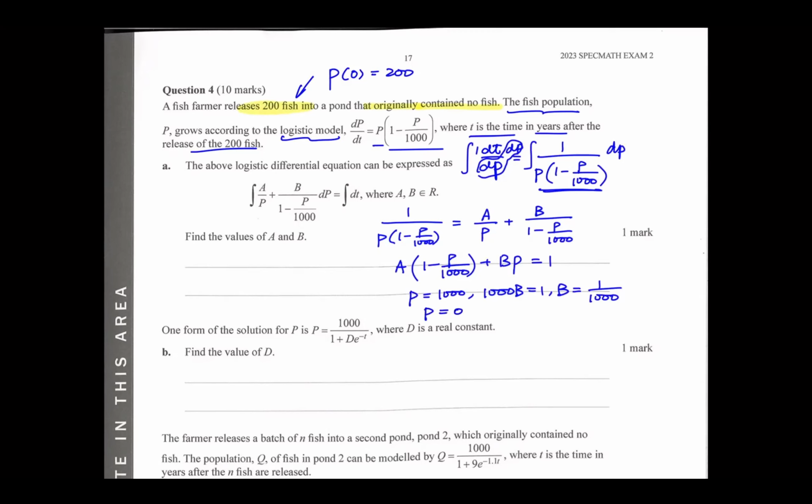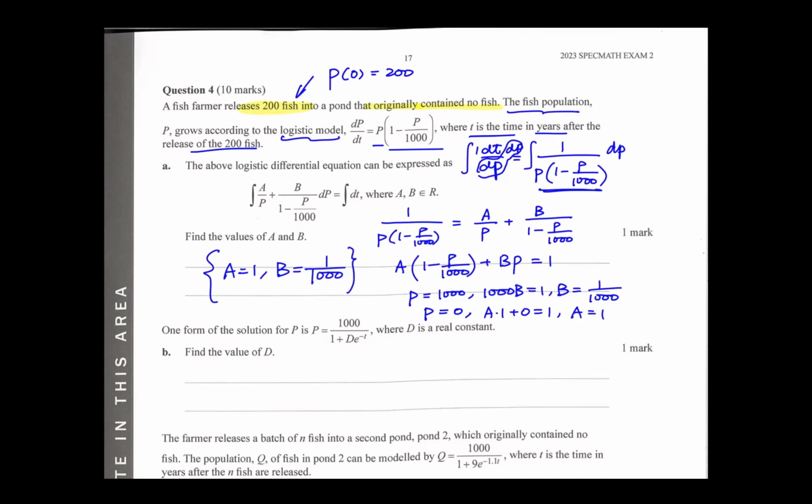Similarly, you get P equals 0, sub into the equation for equating the numerator. And you get A times (1 minus 0) plus 0 equals 1. So A equals 1. Therefore, A equals 1, and B equals 1 over 1,000.